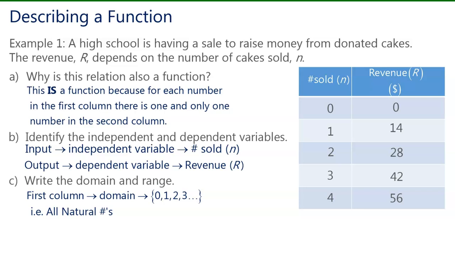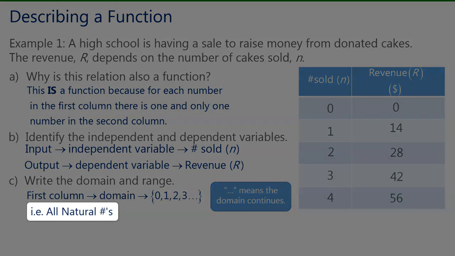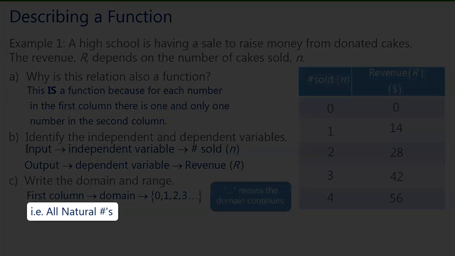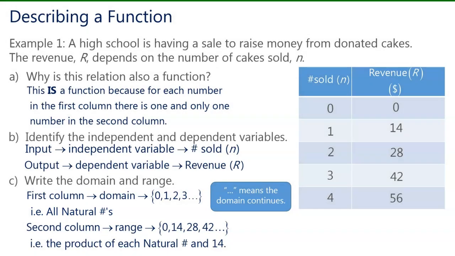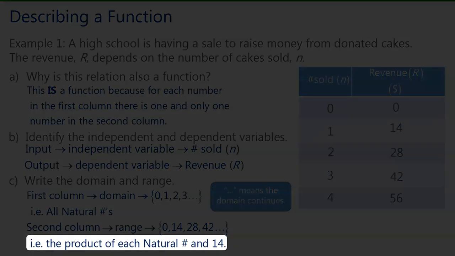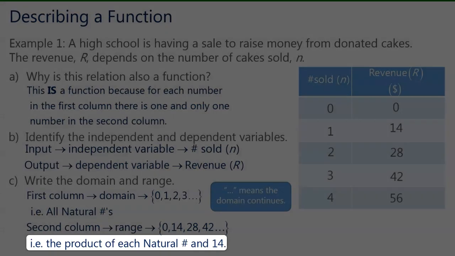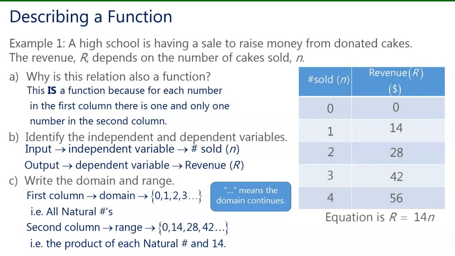A set of 0, 1, 2, 3, ... known as the ellipsis. The ... means the domain continues. The domain is all natural numbers. The second column is the range. 0, 14, 28, 42, and so on. This is the product of each natural number and 14. The equation is R equals 14N.